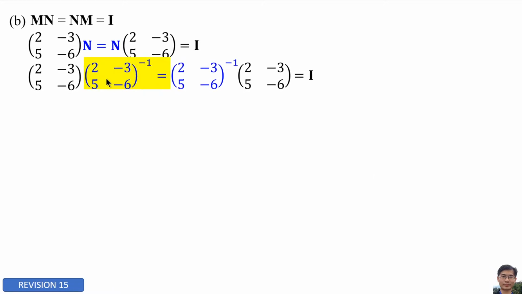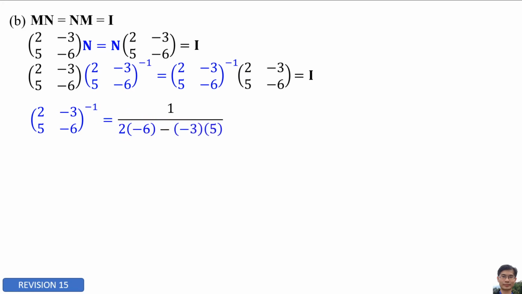So we need to find the inverse matrix. How do we find the inverse matrix of M? 1 per 2 multiplied by -6, minus -3 multiplied by 5. Then we swap the locations of 2 and -6. Then both -3 and 5 are multiplied by -1.